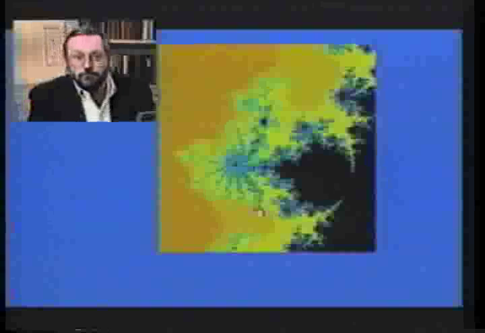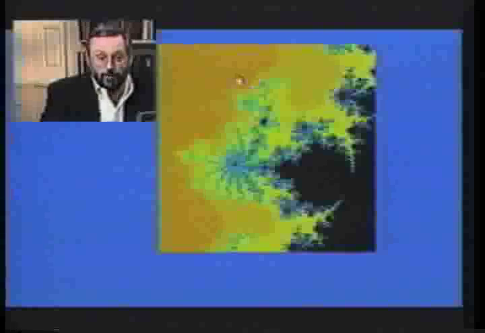Another example, what's the period of this bulb? Well, let me help you out. Let me magnify the junction point. When I do, if you count these spokes and remember where you started, you see that there are exactly 13 spokes coming out of this junction point. So this decoration is the period 13 bulb on the Mandelbrot set.